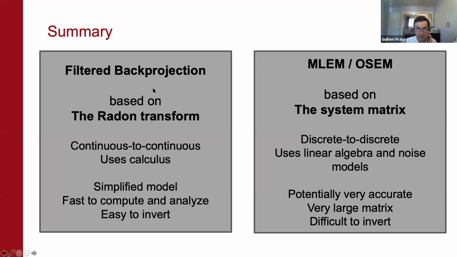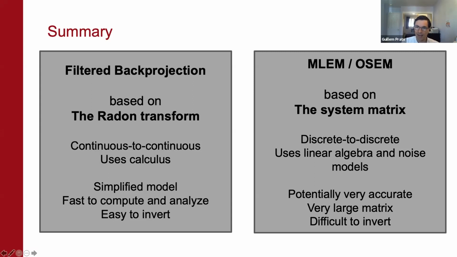So what are the advantages of filter back projection? The advantage is the model is fairly simple, so it's easier to analyze from a mathematical perspective, right? We can understand resolution, we can understand noise and so on. It's linear, and also it's fast to compute. That's a big advantage, it's very fast, and it's easy to invert.